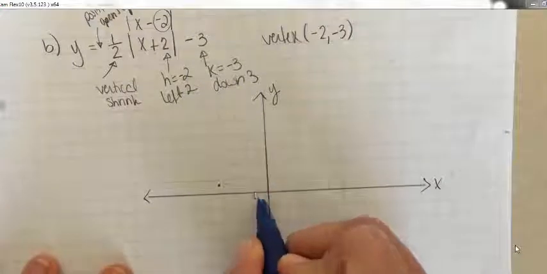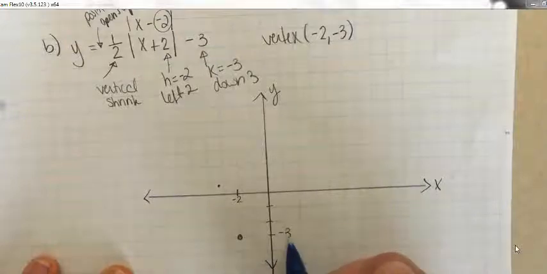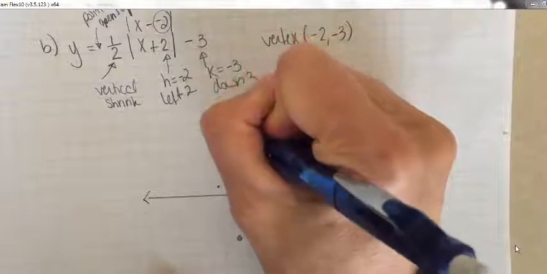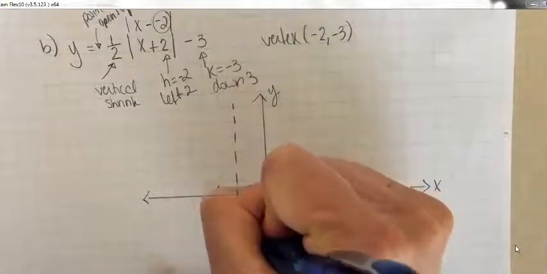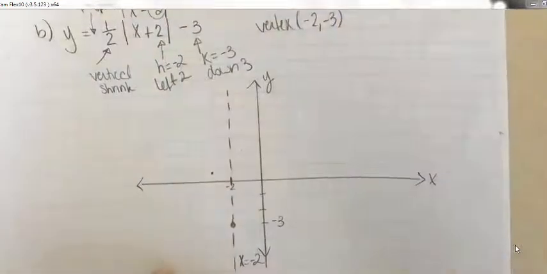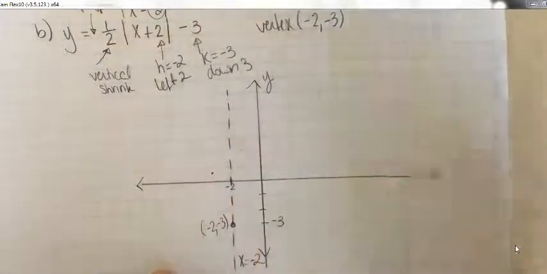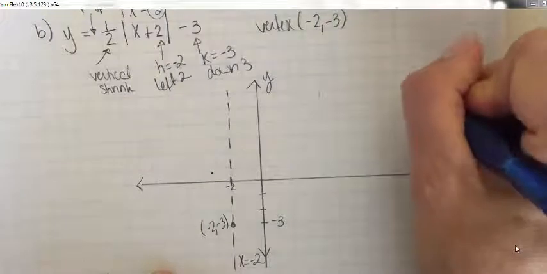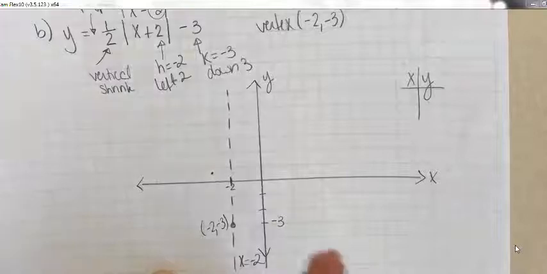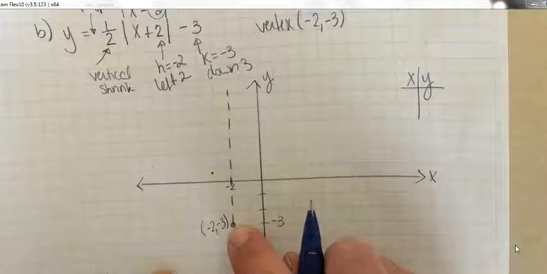So I'll start with my vertex. That's also going to be where my axis of symmetry is, right? So I'm going to have this axis of symmetry that goes right through that vertex. So that axis of symmetry will be x equals -2. The vertex is at -2, -3. And now I can make an input-output table where I just plug in one more point, and then it'll be symmetric with respect to this axis of symmetry. So I'll just reflect it.